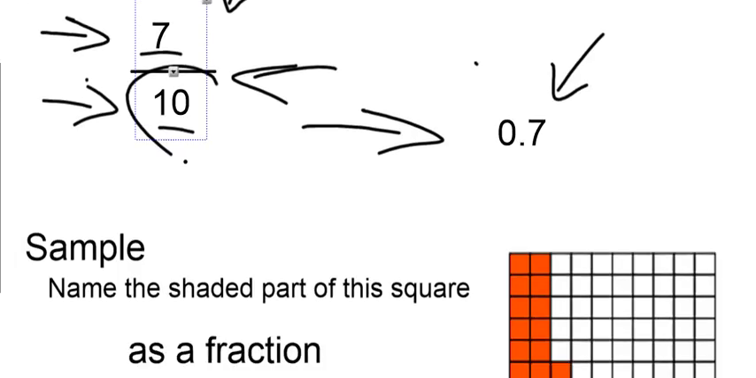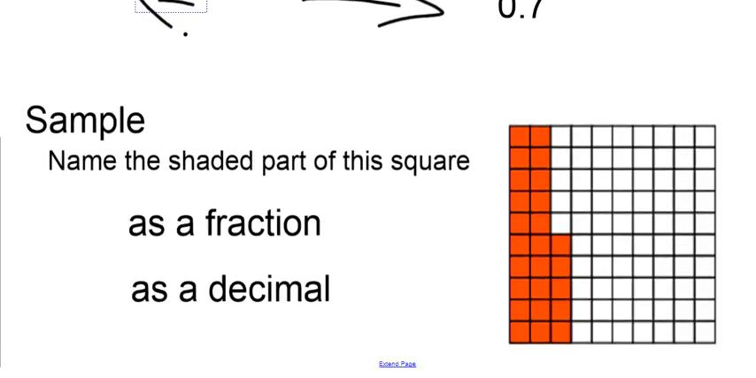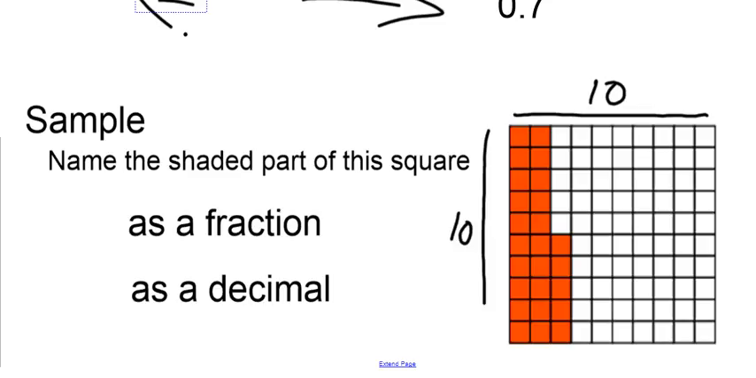All right. Go ahead and try this one. It says name the shaded part of this square. First of all, as a fraction. Second part as a decimal. All right. Now, I don't know how big this square is right here, but I'm going to let you know this is a 10 by 10 square. So hopefully that'll help you out a little bit.